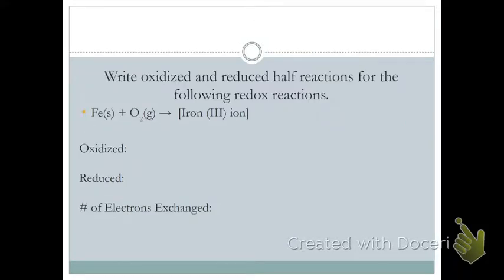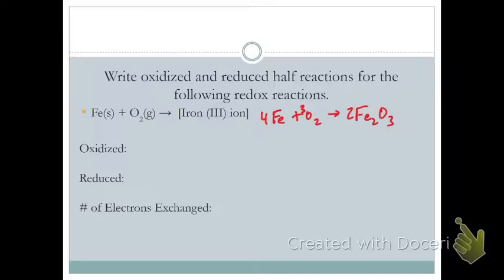Let's do one more. This one is a synthesis reaction where Fe plus O2 is going to go to, we're saying this is iron 3, right? So Fe2O3. All right, we can balance it if you want. So this is a 2. This is, nope, it's not going to be a 2, is it? It's going to be a 4, 2, and then 3. And then let's go ahead and figure out which one is oxidized and reduced.